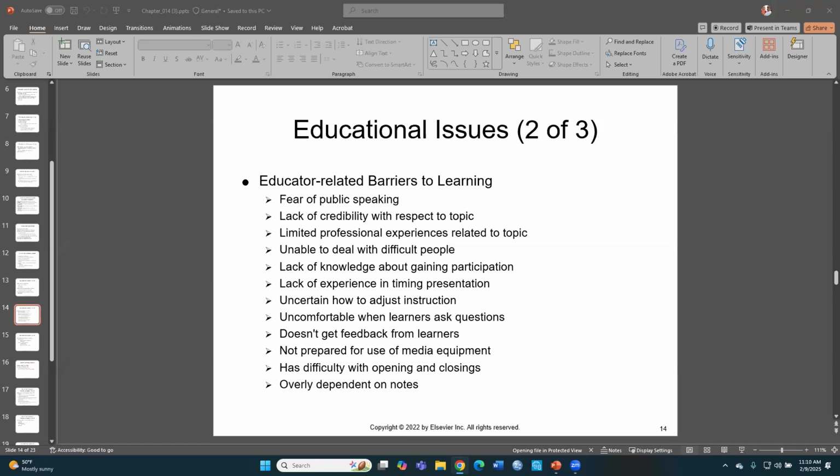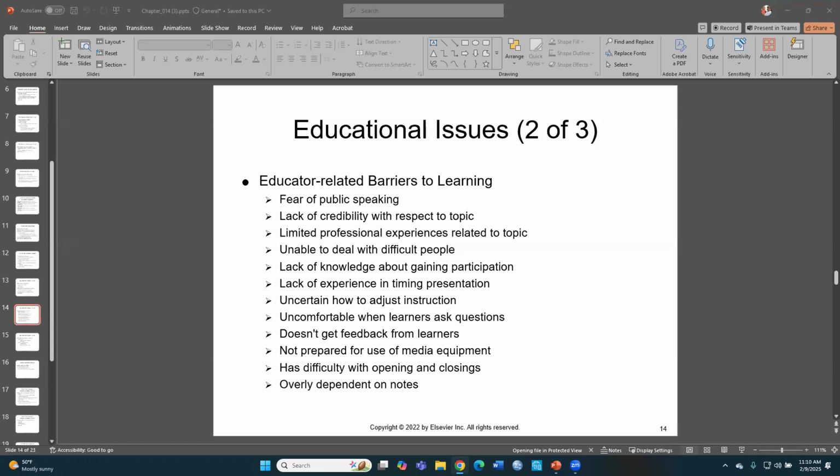Being uncomfortable when learners ask questions. Best thing there is to try to anticipate questions, making sure that you paraphrase questions to be sure you correctly understood the question. And then, if you don't know the answer to the question, tell them you don't know the answer, but that you will find out the information for them and get back with them.